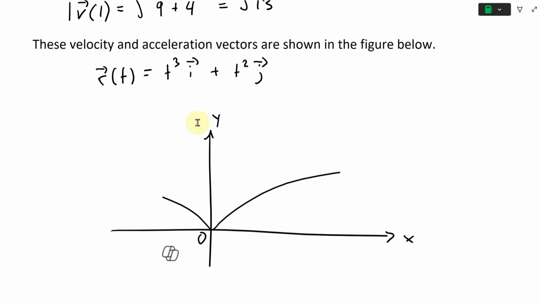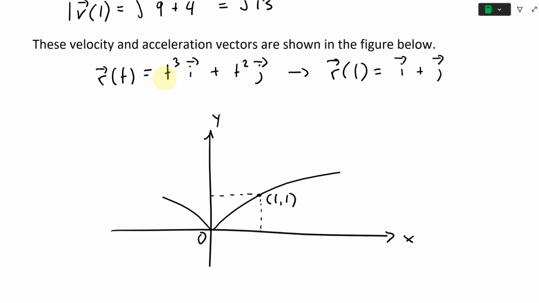And now, if you plug in 1 right here, r of 1 just equals 1 i plus j, because t squared or t cubed is just 1. So that's just going to be 1, 1. It's going to be somewhere here. Yeah, so that's our 1, 1. I'll put that like this, 1, 1.